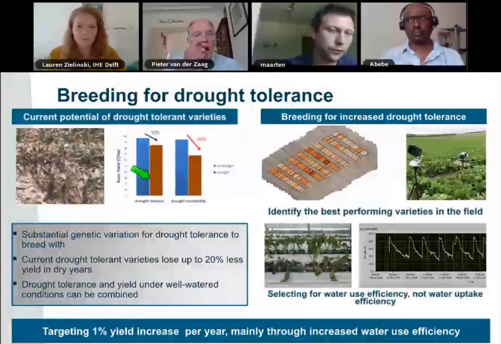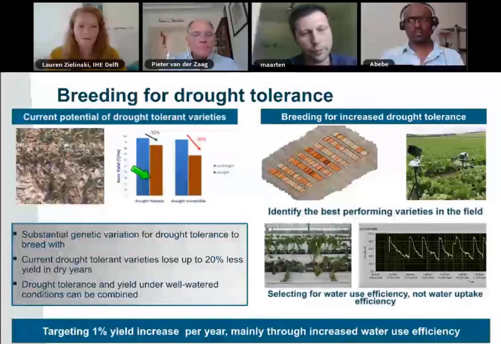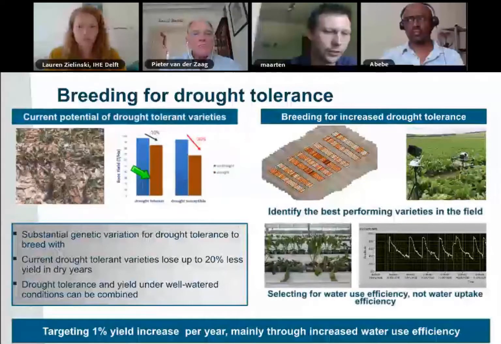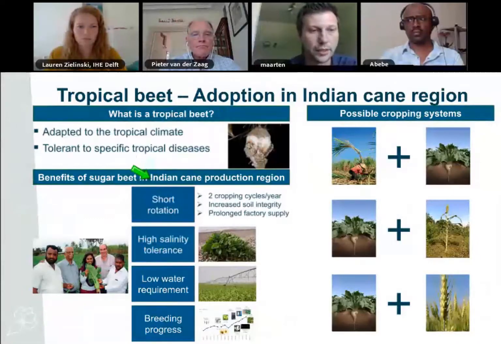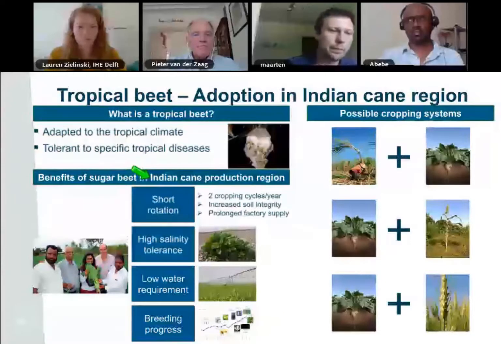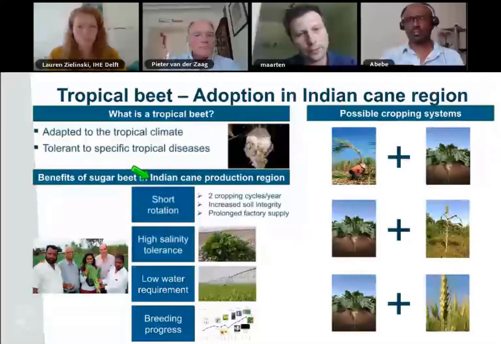So our goal, and we are quite ambitious in this, is to further improve the performance of our varieties under these droughts, which occur more and more frequently with climate change. Then for my last slide, I make a little sidestep to our tropical beets and a little bit on the adoption in the Indian cane regions.